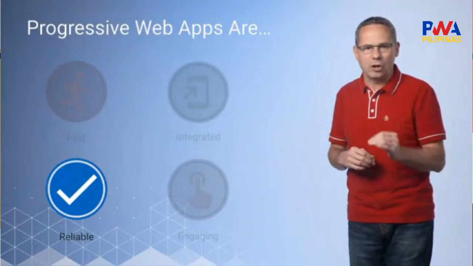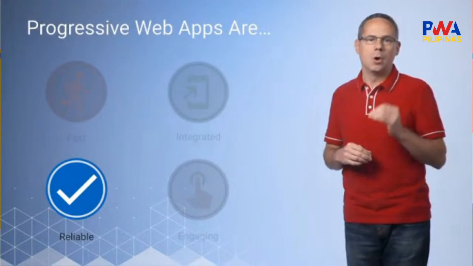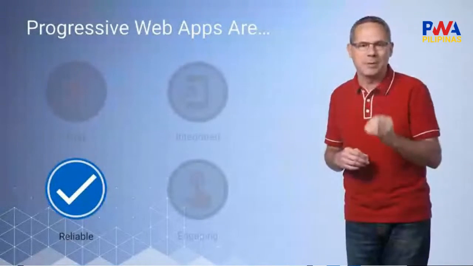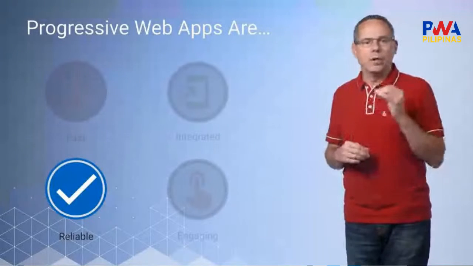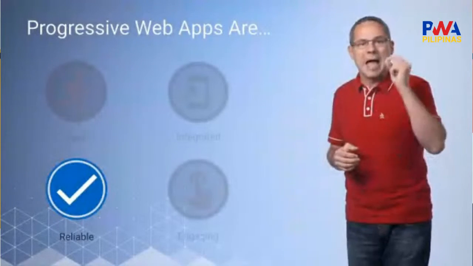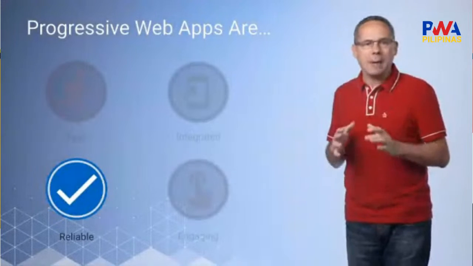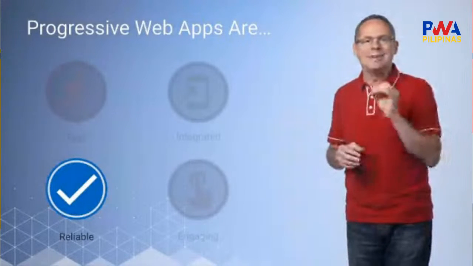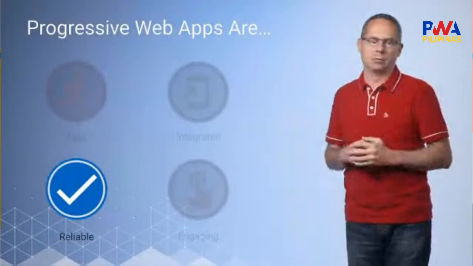We need to change that perception. Web apps must be reliable. When a user taps on a home screen icon, they expect it to load instantly and reliably. Apps launched from the home screen should never show the dinosaur.